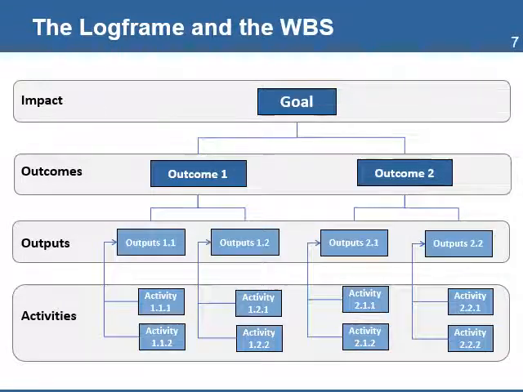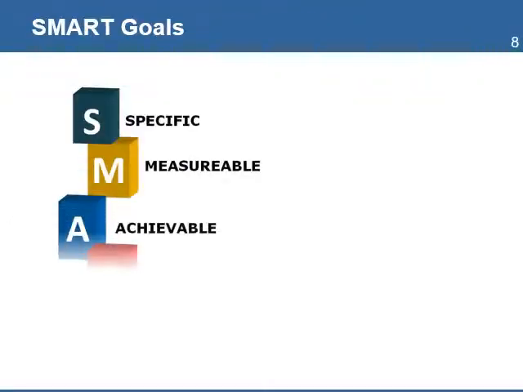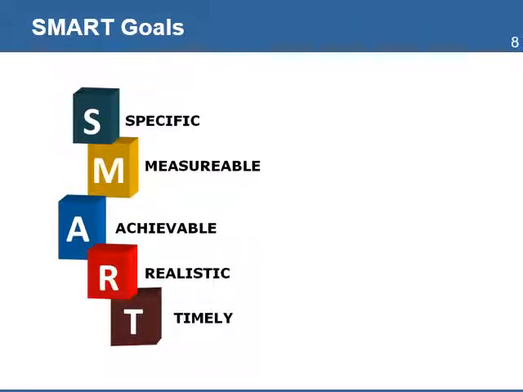The information in the Logframe matrix, the first column, is used to build the major components of the WBS, as it follows a hierarchical structure from goals to activities. This information is then complemented by the addition of the project management and administrative activities that need to be included in the WBS. An important task is to ensure that you have SMART goals.